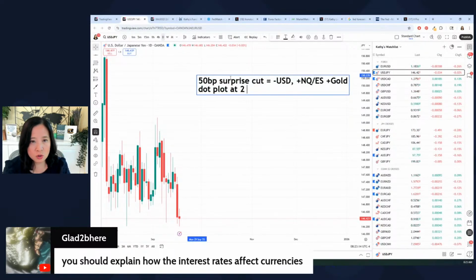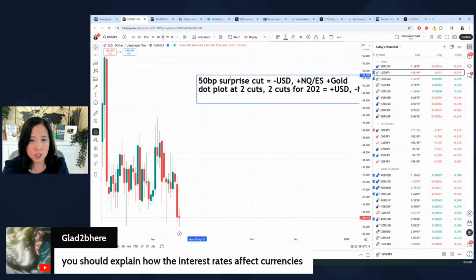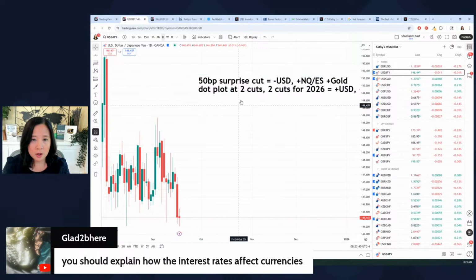Now, if the dot plot stays at 2 cuts this year, and we have almost no one vote, only 1 or 2 vote in favor of 50 basis points, then it's less dovish. We will probably have a dollar rally. So just because they cut interest rates doesn't mean it's going to fall. NQ will probably fall, and gold will probably fall if the dot plot only shows, if nothing changes, 2 cuts for 2025 and 2 cuts for 2026, 2 or 3. All right.